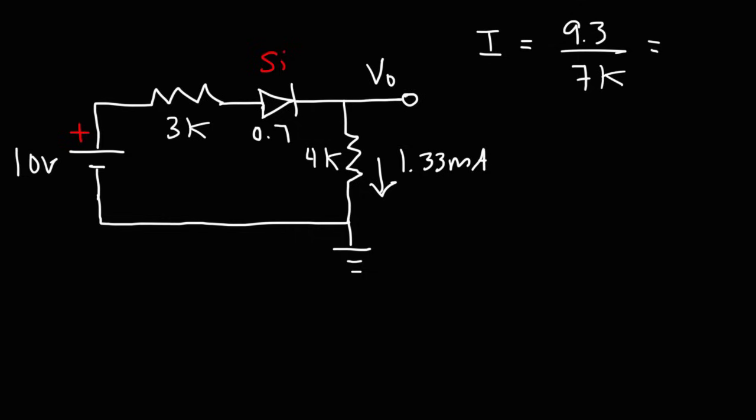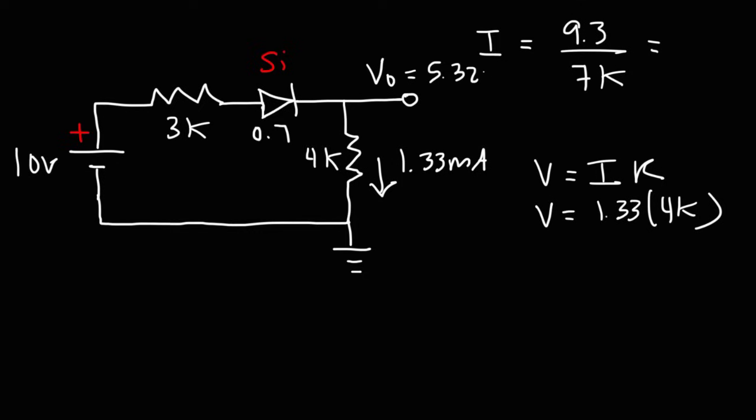So now we could find this voltage. The voltage across the 4K resistor is going to be the current that flows through it times the resistance. So it's 1.33 times 4K, and that will give you an output voltage of 5.32 volts. So that's how we can quickly get the answer if you understand circuits and the way they work. It all comes down to understanding Ohm's law and the voltage drop across diodes.